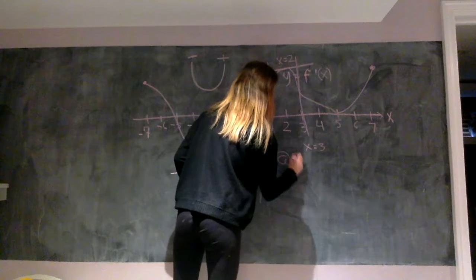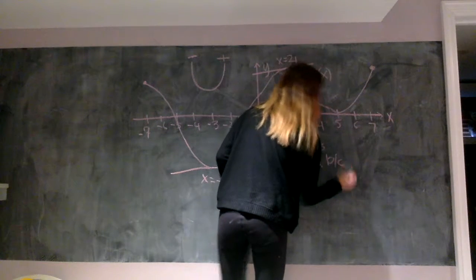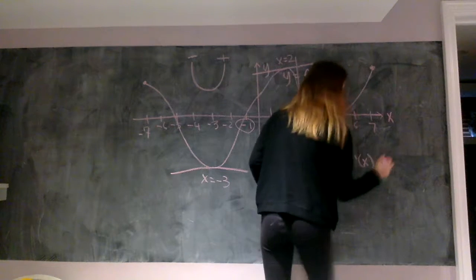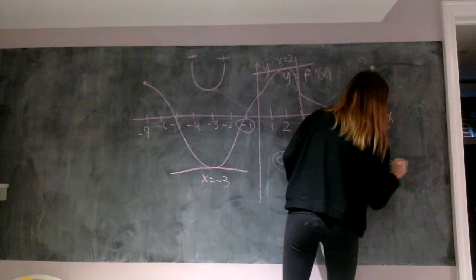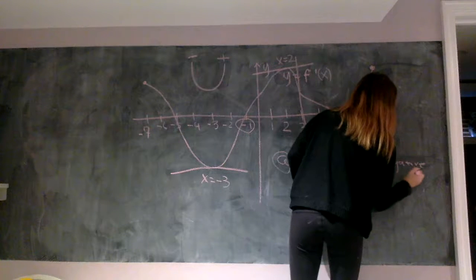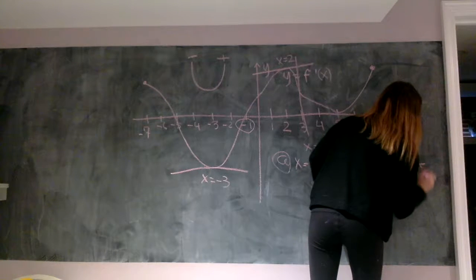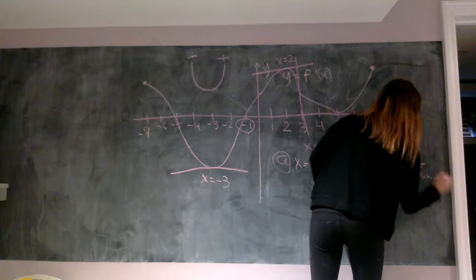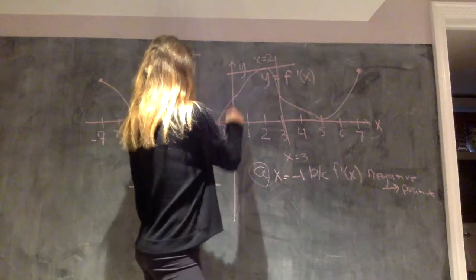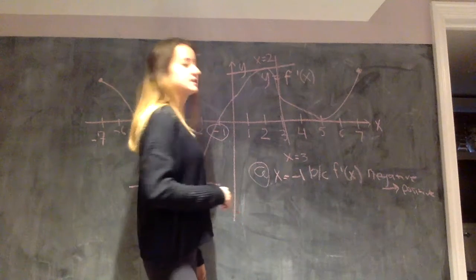at x equals -1, because f prime of x is going from negative to positive. So since f prime of x is going from decreasing to increasing at x equals -1, there is a relative min for the original f of x at x equals -1.